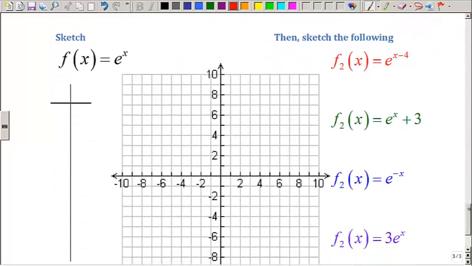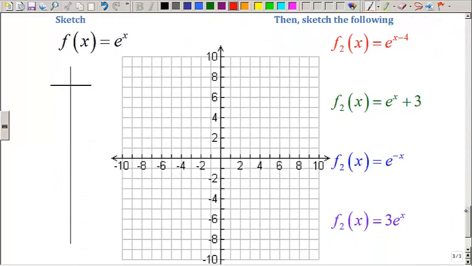So the first thing we're going to do is sketch f of x equals e to the x. And in order to find out what e to the x looks like, we're going to have to use a calculator. And we'll teach you how to plug some of these values in. I'm going to start with our 3 key points. e to the negative 1 is going to be 1 over e, but I really don't know what 1 over e is because e is a decimal approximation.